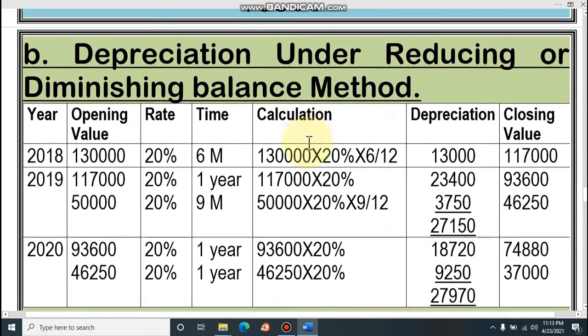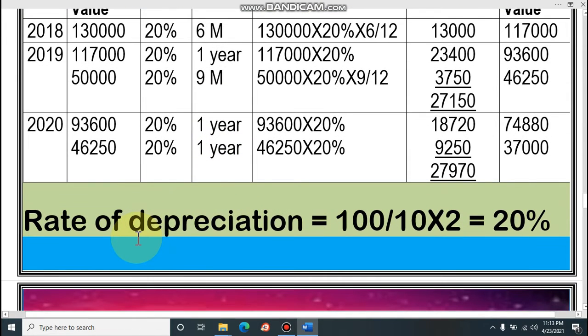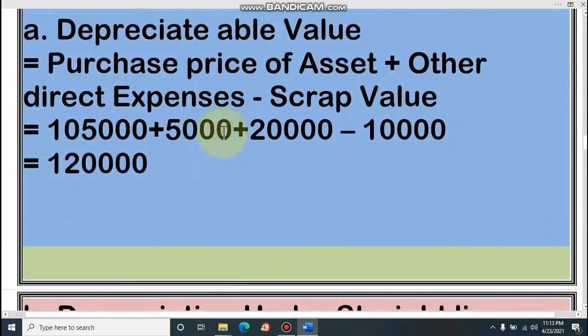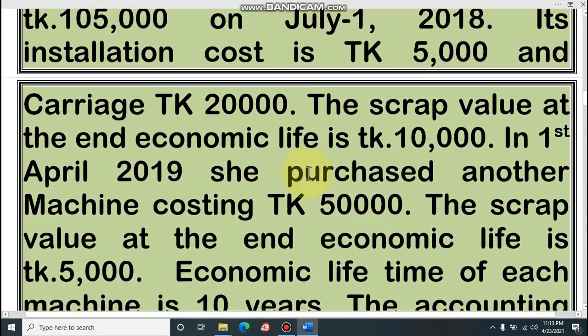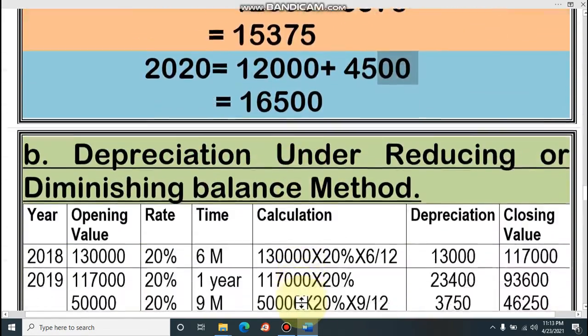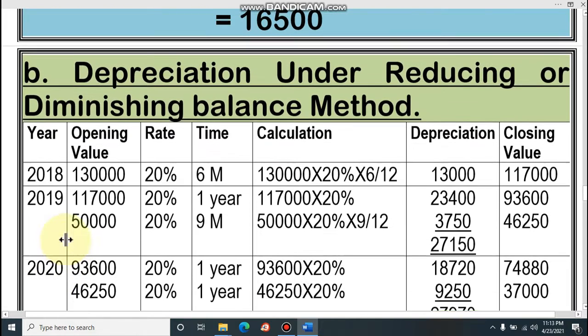Now reducing method. Dear student, last class also we discussed that under the reducing method we need to open a box: year, opening value, rate of depreciation, time, calculation, then depreciation and closing value. The formula for rate of depreciation I discussed last class: rate of depreciation equals 100 divided by estimated lifetime, into 2. The estimated lifetime for both machines is 10 years. So the rate of depreciation will be 100 divided by 10 into 2, that means 20%.